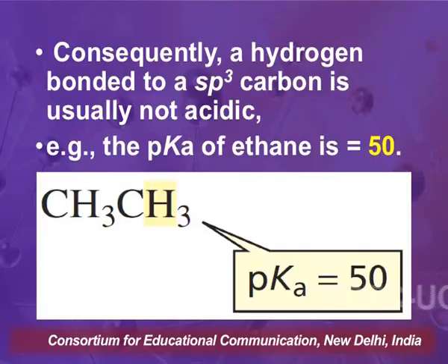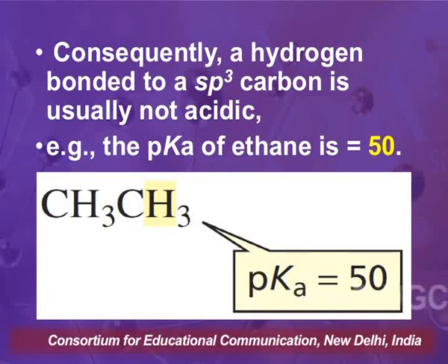Right? Because of this bond being strong, this hydrogen is not acidic in nature because it cannot go off as H+, that is, it cannot dissociate as H+. And the pKa value of ethane is equal to 50, which indicates that ethane is not acidic in nature.